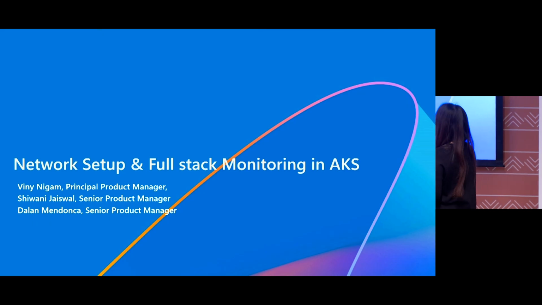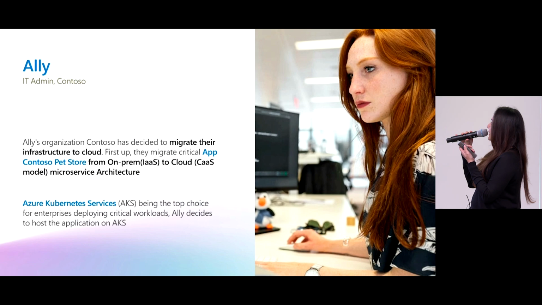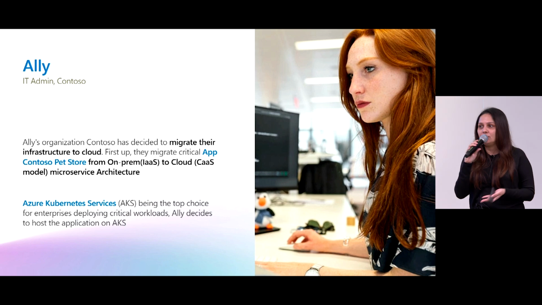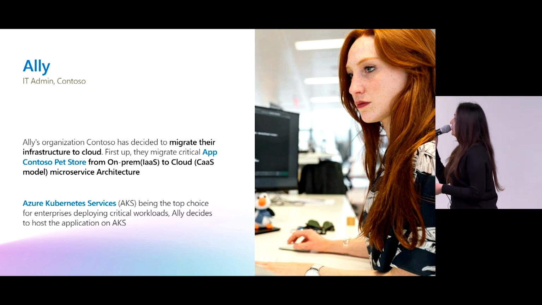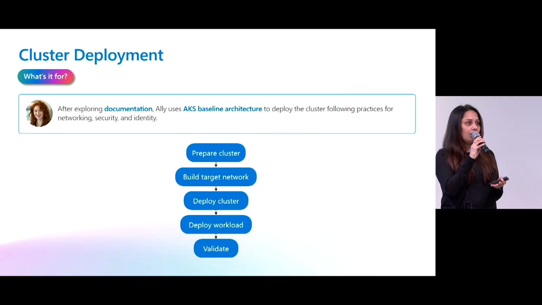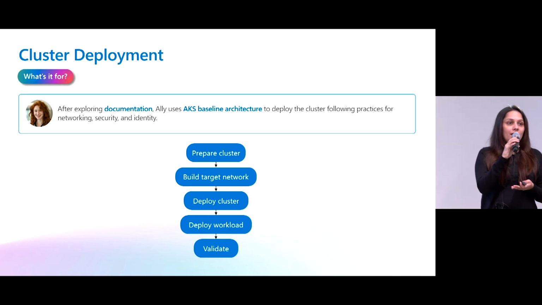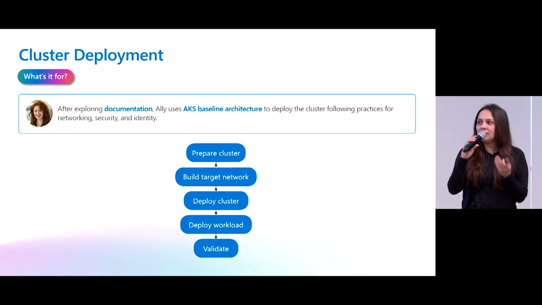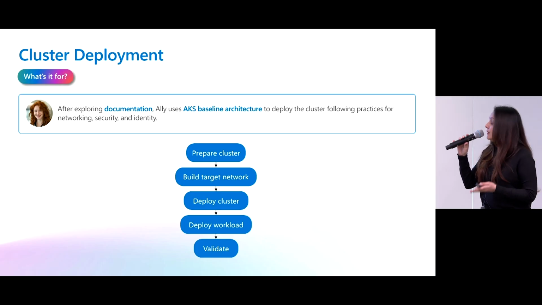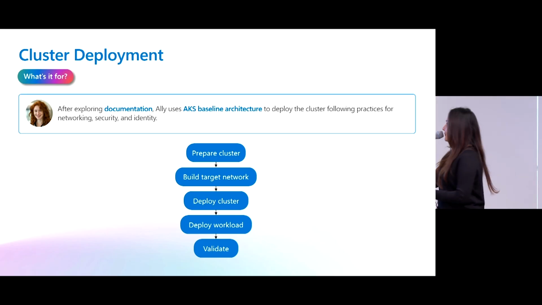So quickly getting started, we will start like you all start. We have Ali, who works for Contoso, and she's thinking of migrating her application. And she decides to go to Azure and take up AKS as her top choice for deploying her workload. And when she gets started, like all of us who are getting started on this journey and don't know how to get started, she looks for an AKS baseline architecture readily available in Microsoft documentation. She picks that up and she starts her journey of preparing the cluster, building the network, deploying the cluster, deploying the workload, validating it, and then going live. Now let's see how Ali goes through the motions.